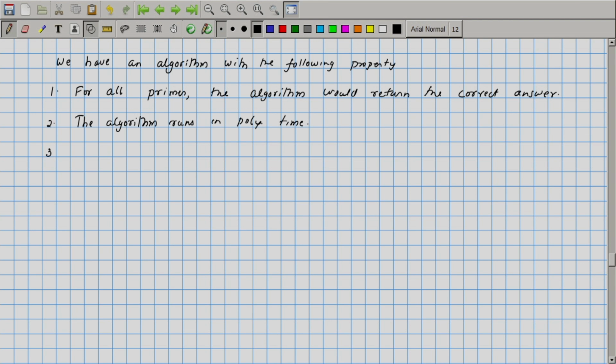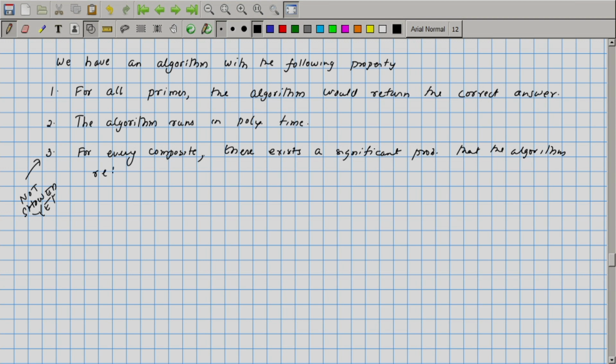What we need to verify is that for every composite number there exists a significantly high probability, this we have not shown yet, probability that the algorithm returns or outputs composite.